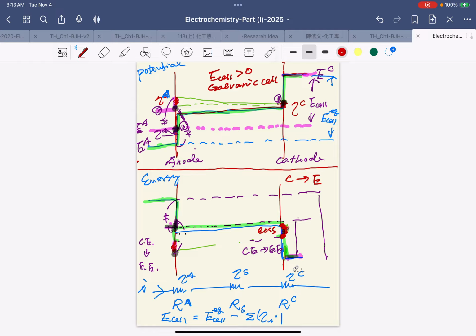Then again, in a solution there is also loss, right? The energy also, because you need to conduct the ion transport.